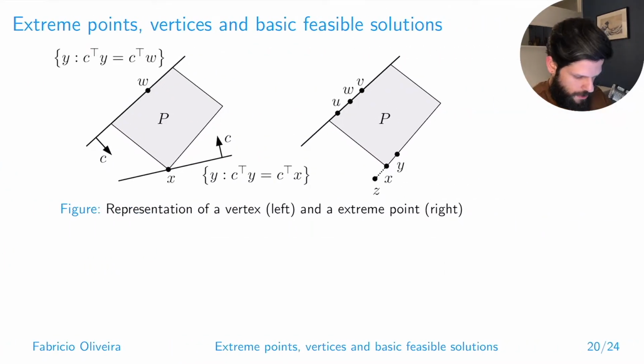So here is a picture illustrating the two concepts a bit better. On the left-hand side, we're talking about vertices. For example, for this point X, you definitely can find a hyperplane for which the whole set is exclusively on one side of the half space. But when you look at this W, you can't.